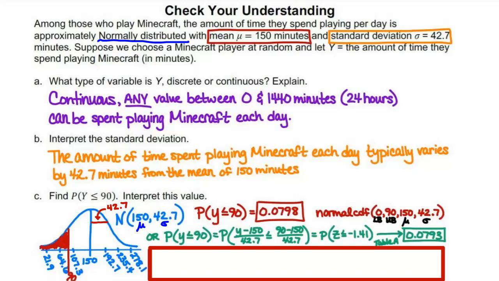Interpreting this value, what does that 7.98% mean?